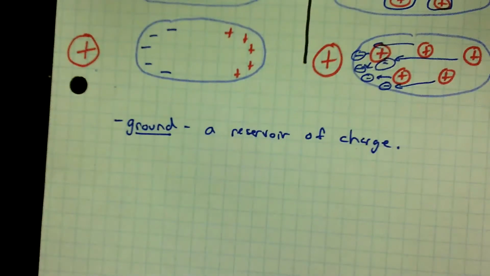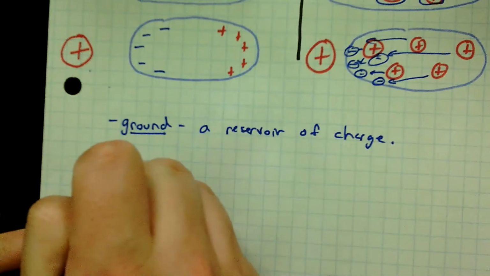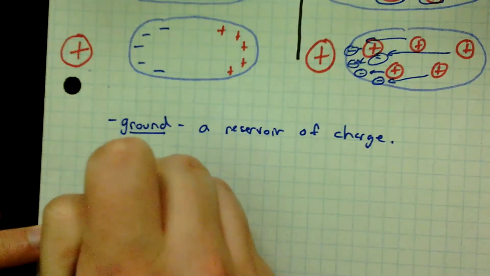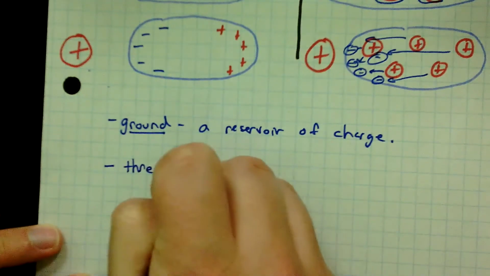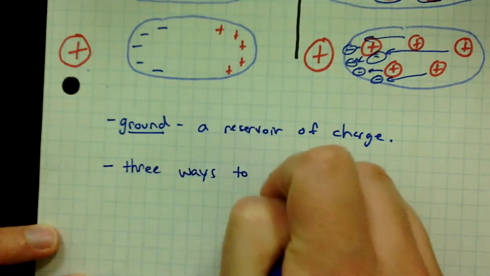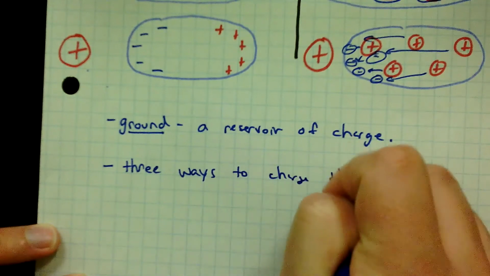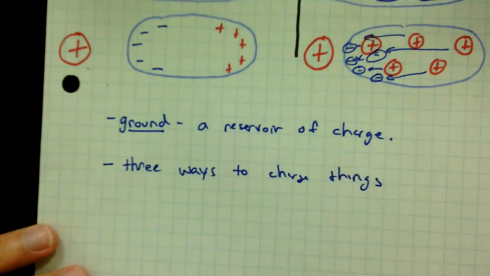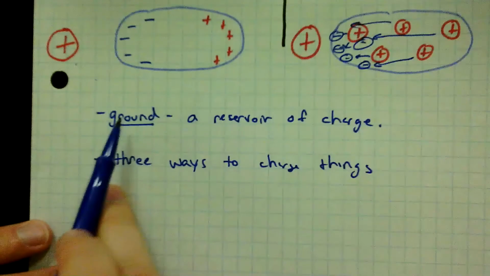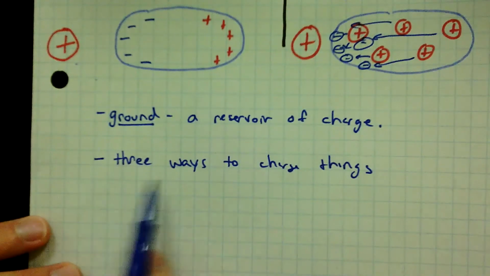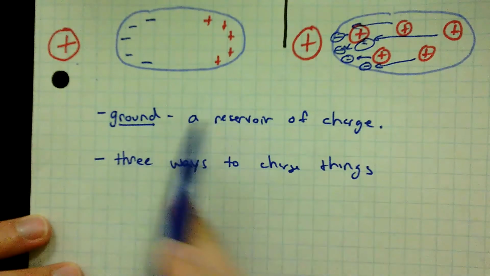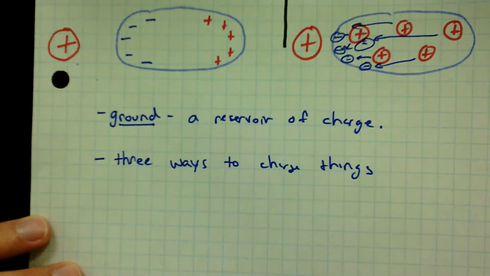I want to talk about this by talking about how to charge things. I know it seems like I'm going on, but once I talk about this, it's going to make more sense. Anybody remember there were 3 ways, depending upon where you looked in the book, it was either 2 or 3 ways to charge things.